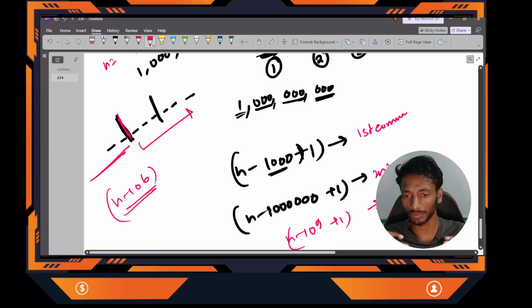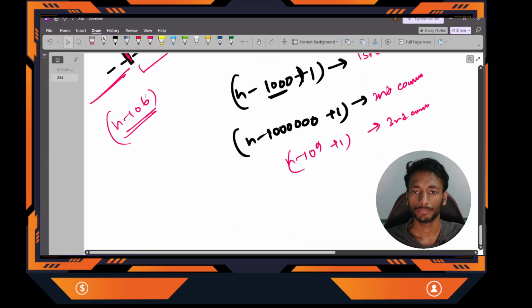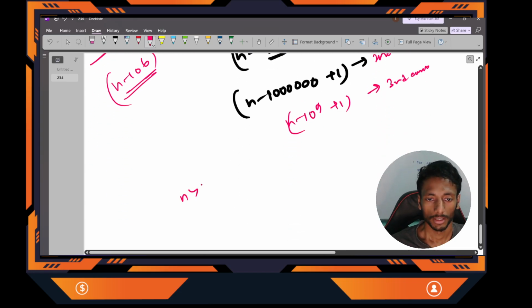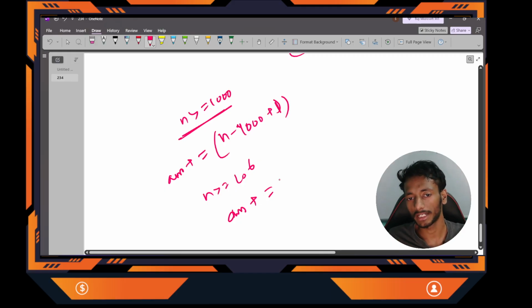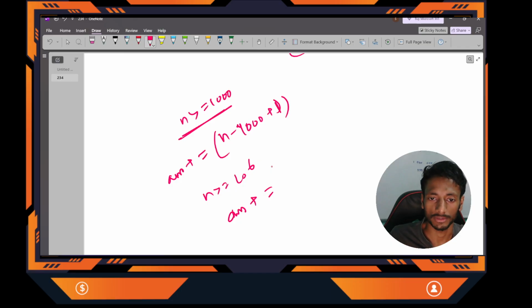Just observe the sequence, how from the observation I will solve this problem. So I know what n is, and if our current number n is greater than or equal to 1000, I calculate how many single commas I can have. That will be n minus 1000 plus 1. This will be added into our answer, and if n is greater than or equal to 10 to the power 6, then I will add how many numbers I have where I can place 2 commas. So it will count only the numbers that have 2 commas. Got it?